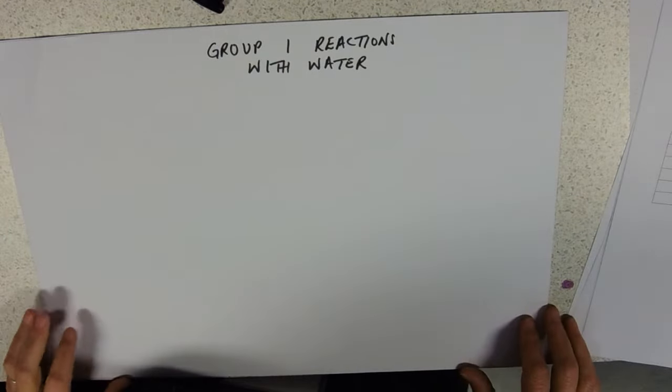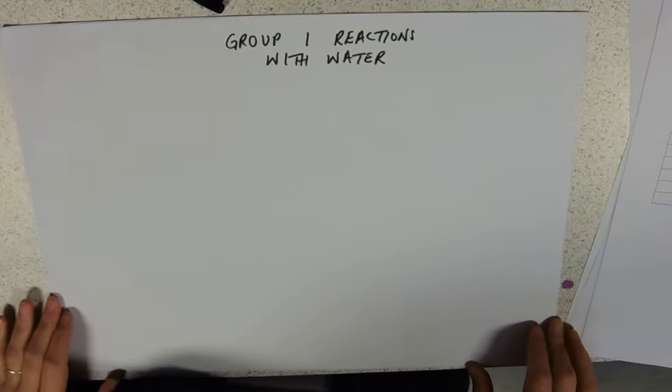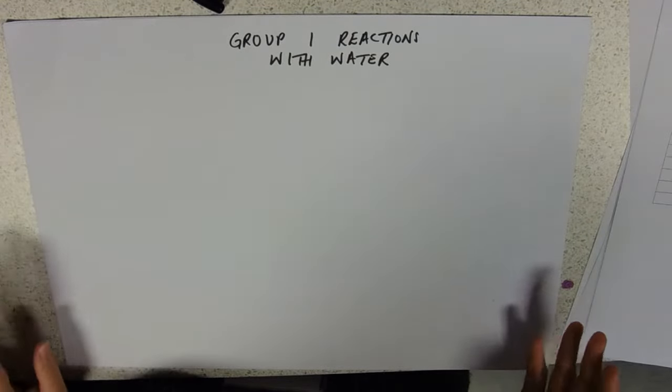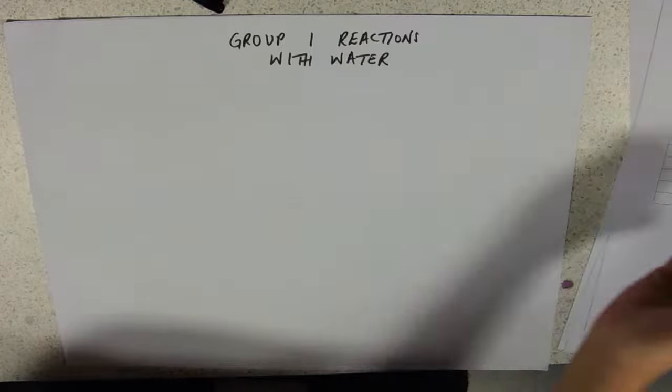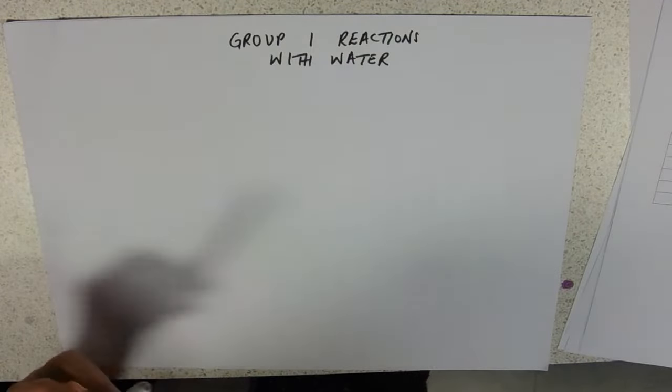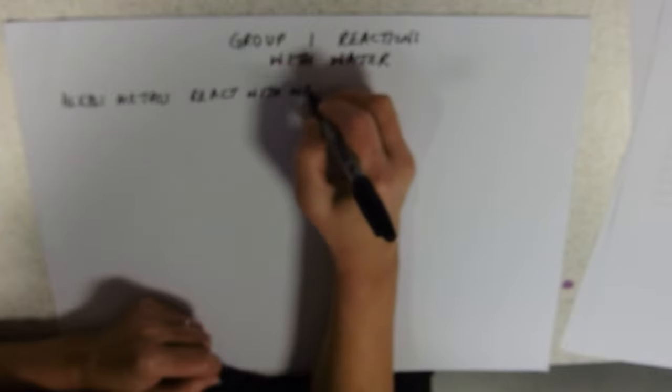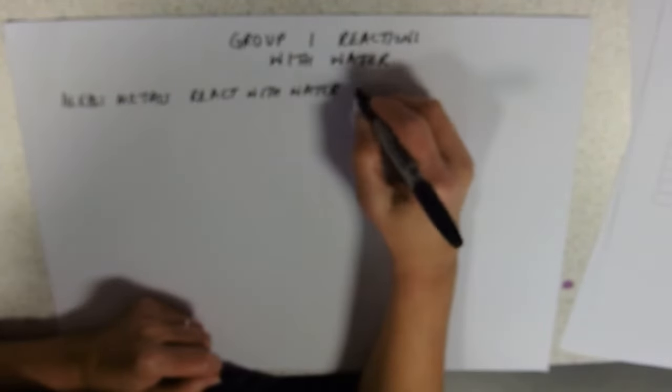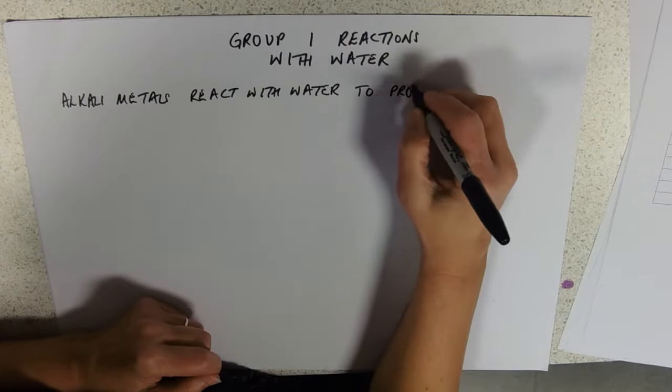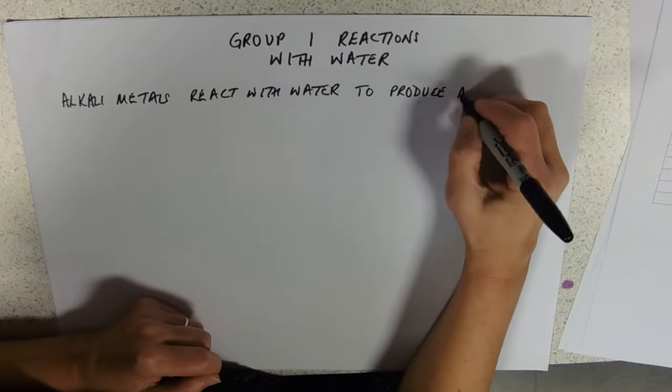Okay, so we're going to talk about group 1 elements and how they react with water. Yes, I know that they react with oxygen as well, and that's why they go that dull colour. But really the one that sticks out, and this is why they're called alkali metals, is because they react with water to produce an alkali. So alkali metals react with water to produce an alkali solution.